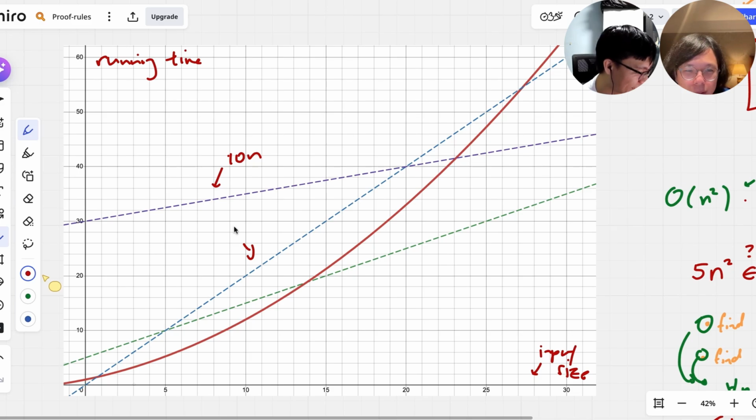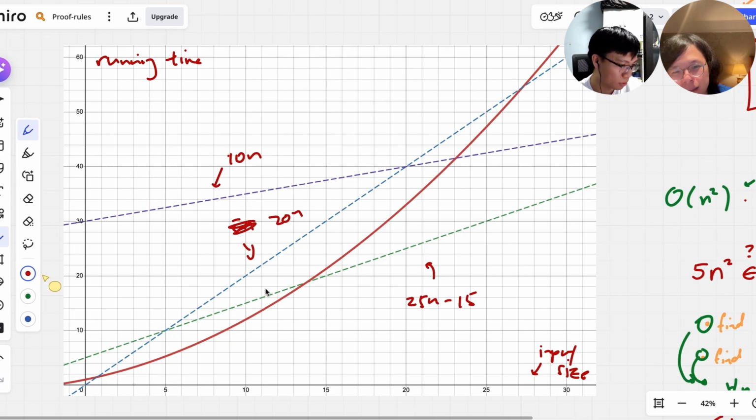I forgot what constants I used, but maybe this is some function like 5n, and oh sorry, that can't be 5n. This has to be something steeper. Maybe something like 20n. And maybe this is something like 25n minus 15, something like that.